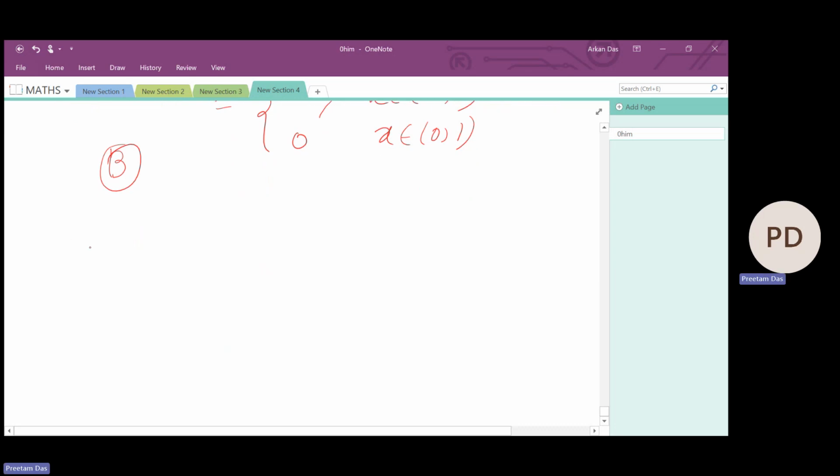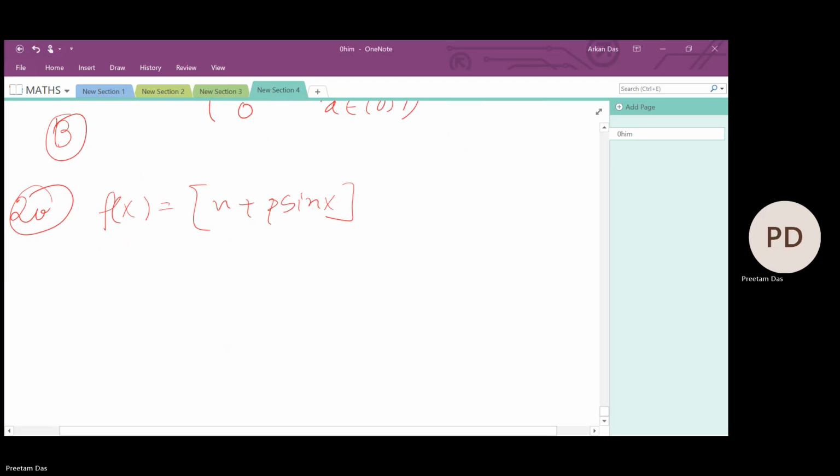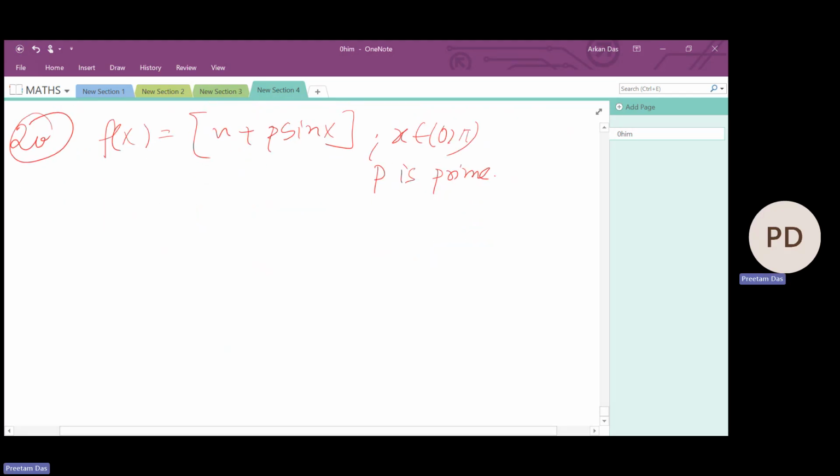Let us look at the question number 20. So in question number 20, they have given fx to be greatest integer n plus p sin x. X is 0 to pi and p is a prime number. So again, we have to draw the graph of this. How to draw graph in case of greatest integer? At first, you have to draw the graph of n plus p sin x. And they are asking only between 0 to pi.